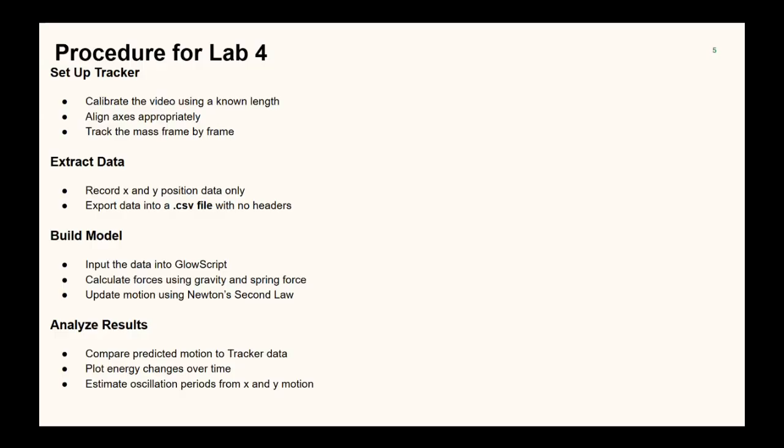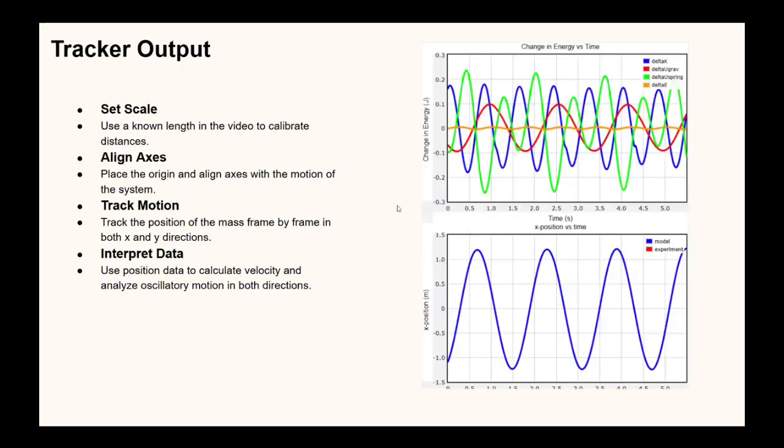Compare predicted motion to Tracker data. Plot energy changes over time. Estimate oscillating periods from X and Y motion.